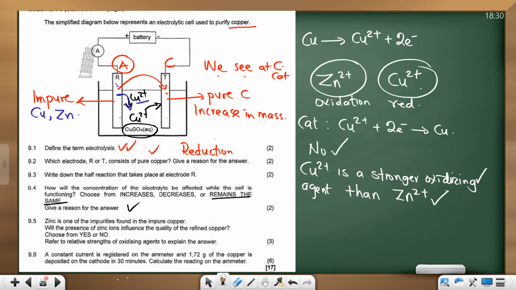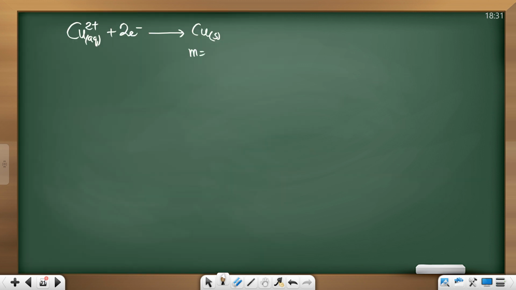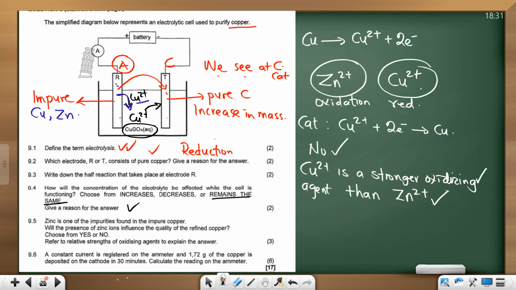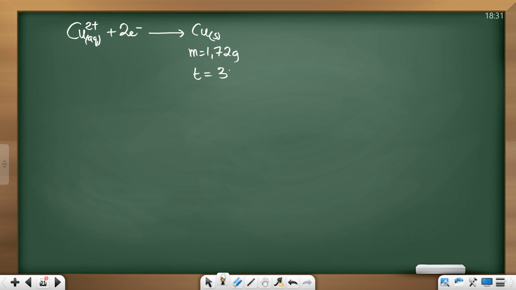Okay, let's go back. How much copper is deposited? 1.72 grams. All right. I think we have time, right? What was the time? 30 minutes. What are we looking for? Current.